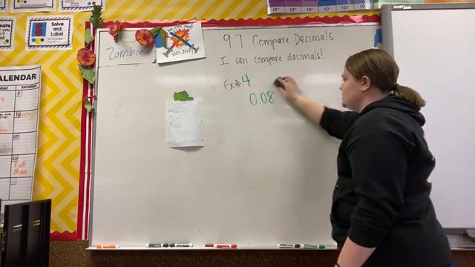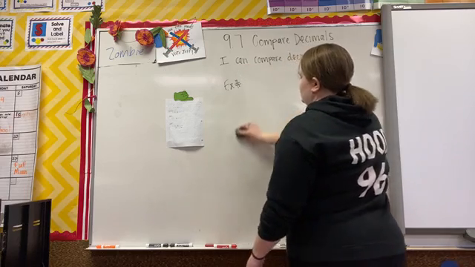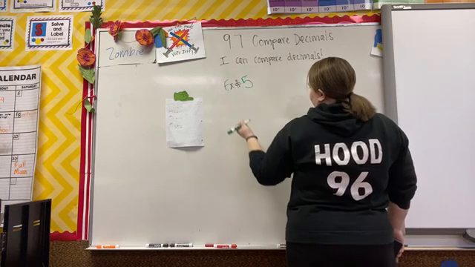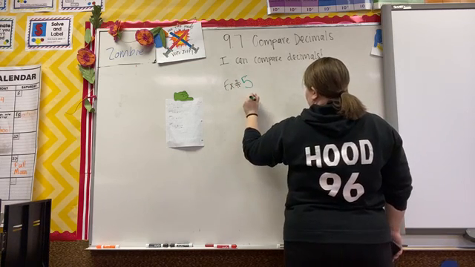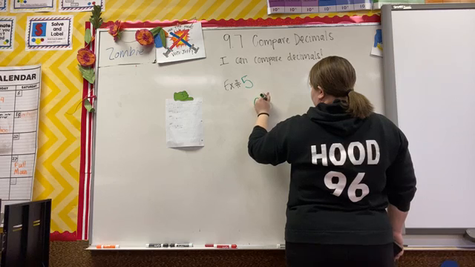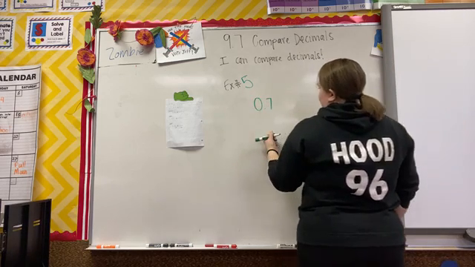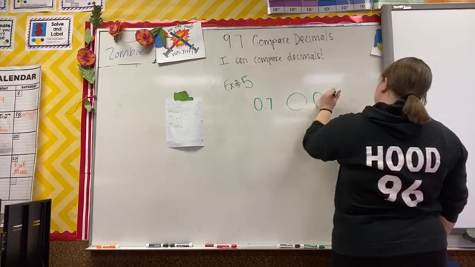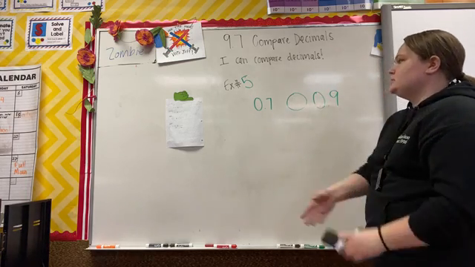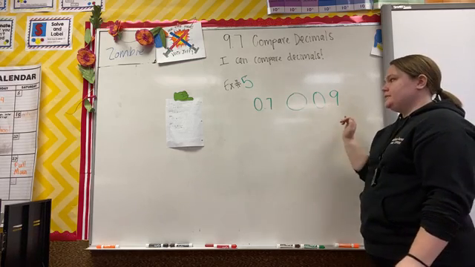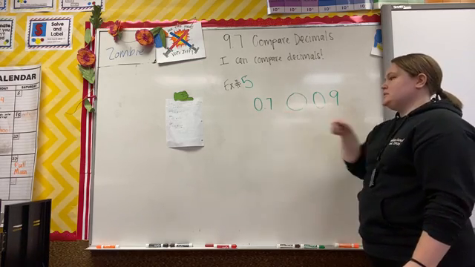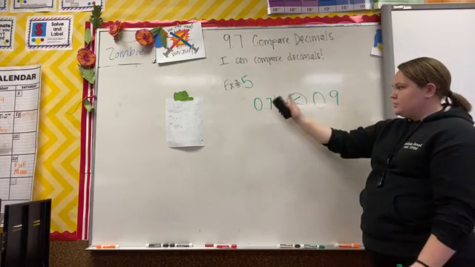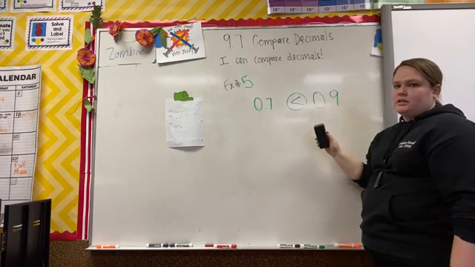Let's try one more, and then you can do your practice problems. Example number 5. Let's do 0 and 7 tenths compared to 0 and 9 tenths. Well, they're both in the tenths, so I don't have to do anything. Which is bigger, 7 tenths or 9 tenths? 9 tenths is bigger. Okay, so I put my comparison sign towards the 9 tenths.